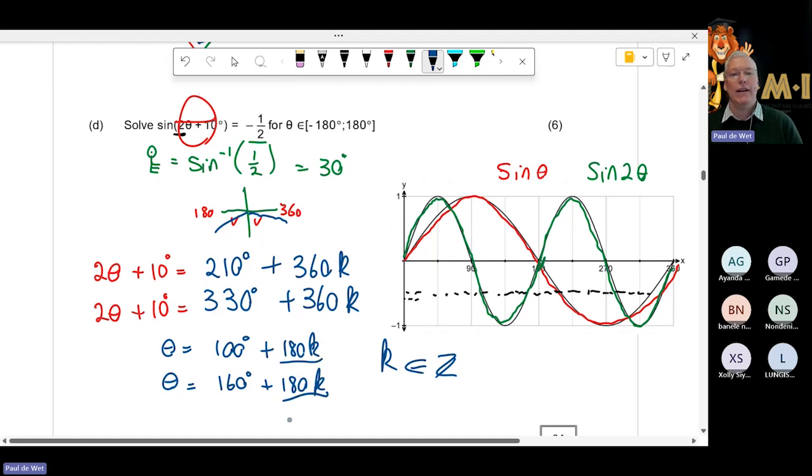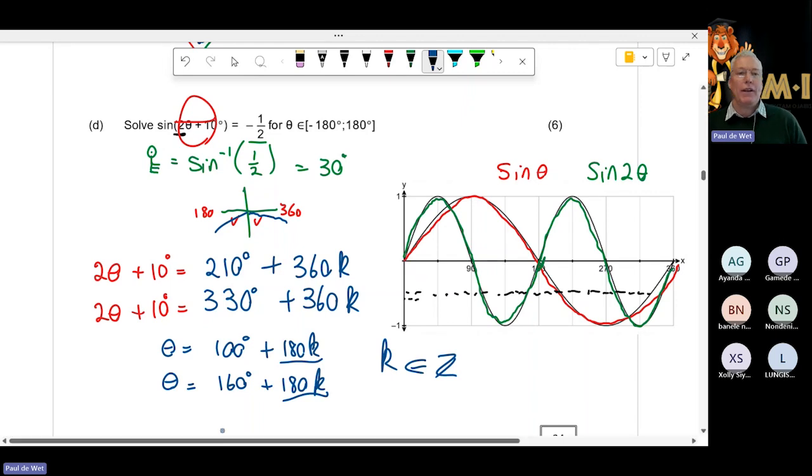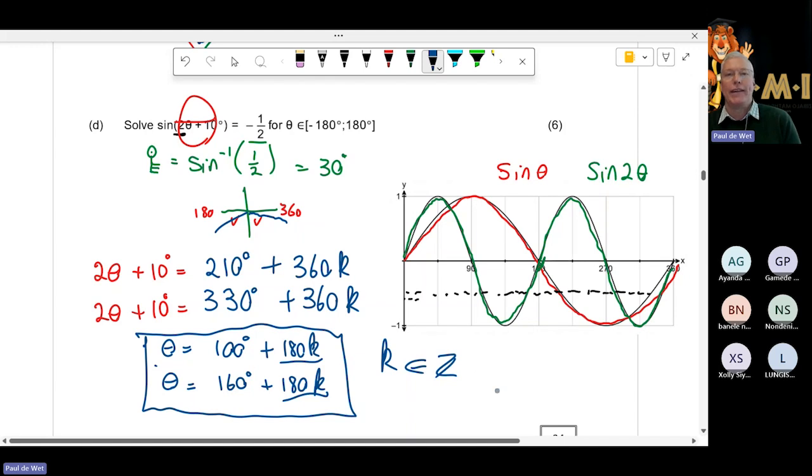I want you to see this 180k that we've got now. Do you agree that's going to give us more solutions than the 360k would give us? And that's because the graph has a shorter period, a smaller period. Okay, right. This here is called a general solution. Although this question's asking for those answers, I'm now going to use that general solution to find those answers. If I take the first answer and I take 100 degrees, and I don't add anything, that's an answer inside there.